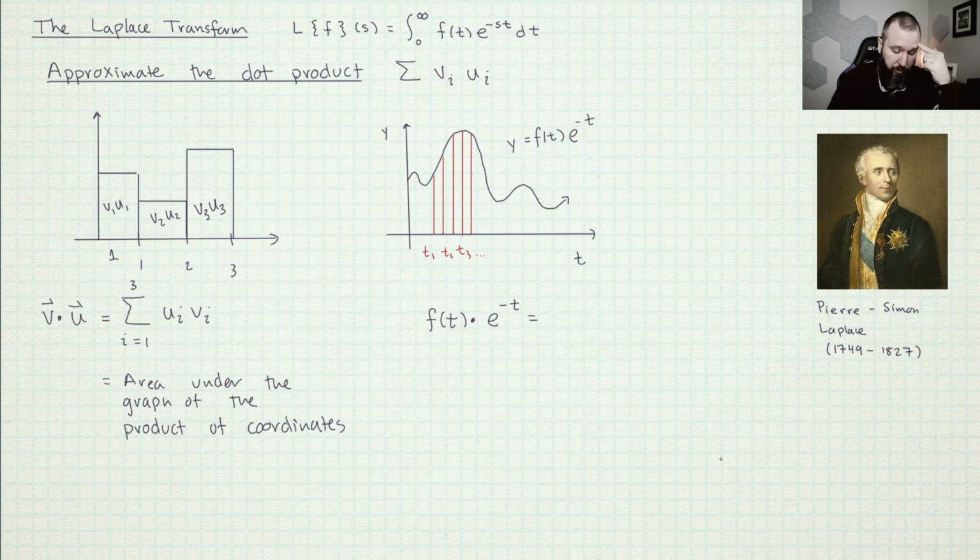So, all right, let's interpret the dot product for vectors. What you do is you multiply each of the coordinates and then you add them all up.